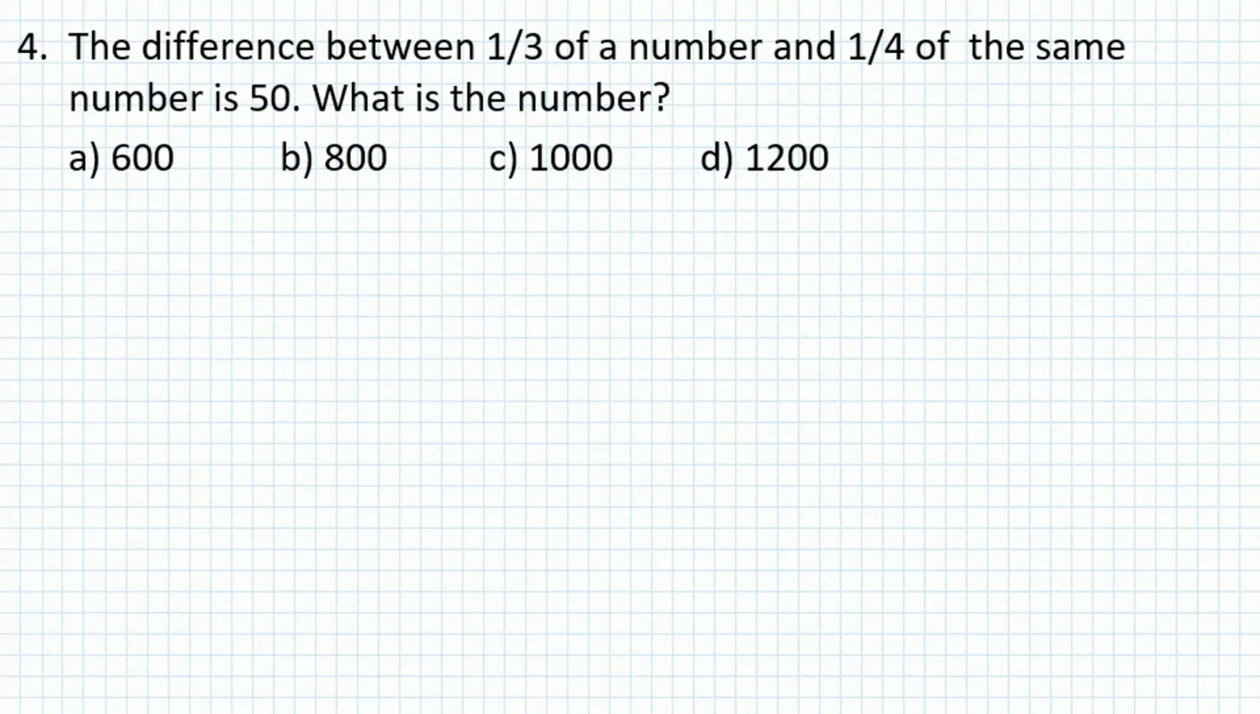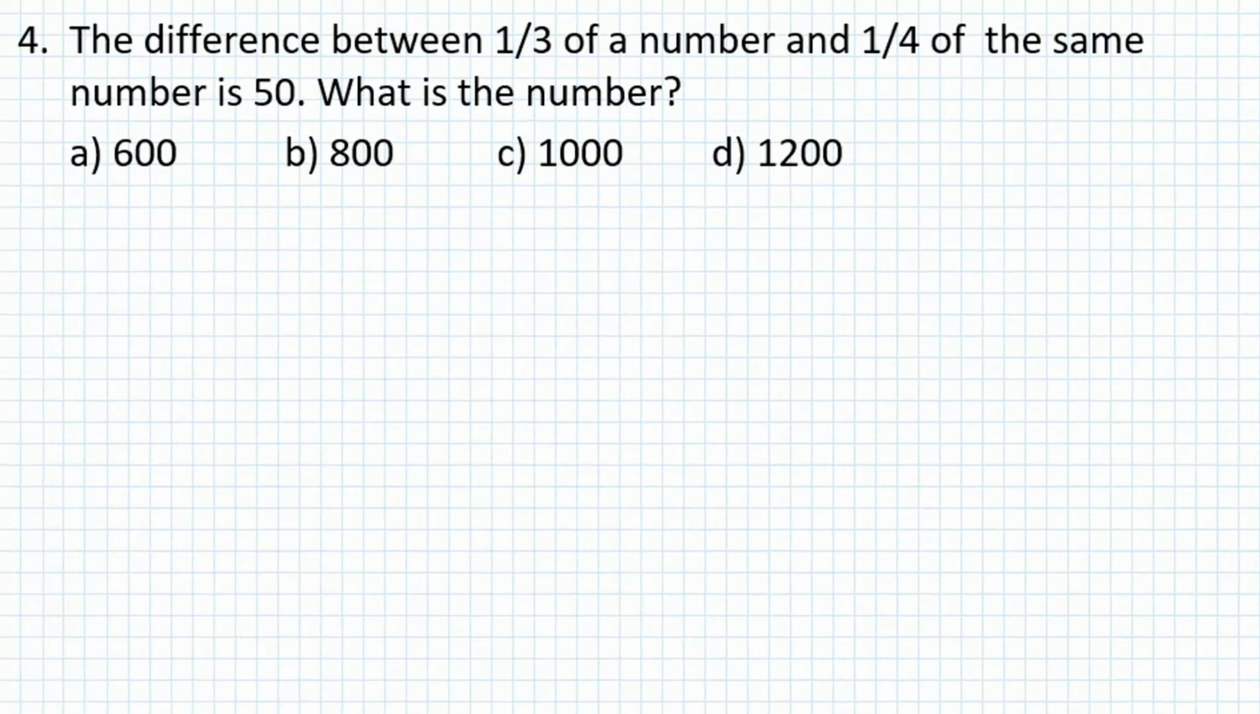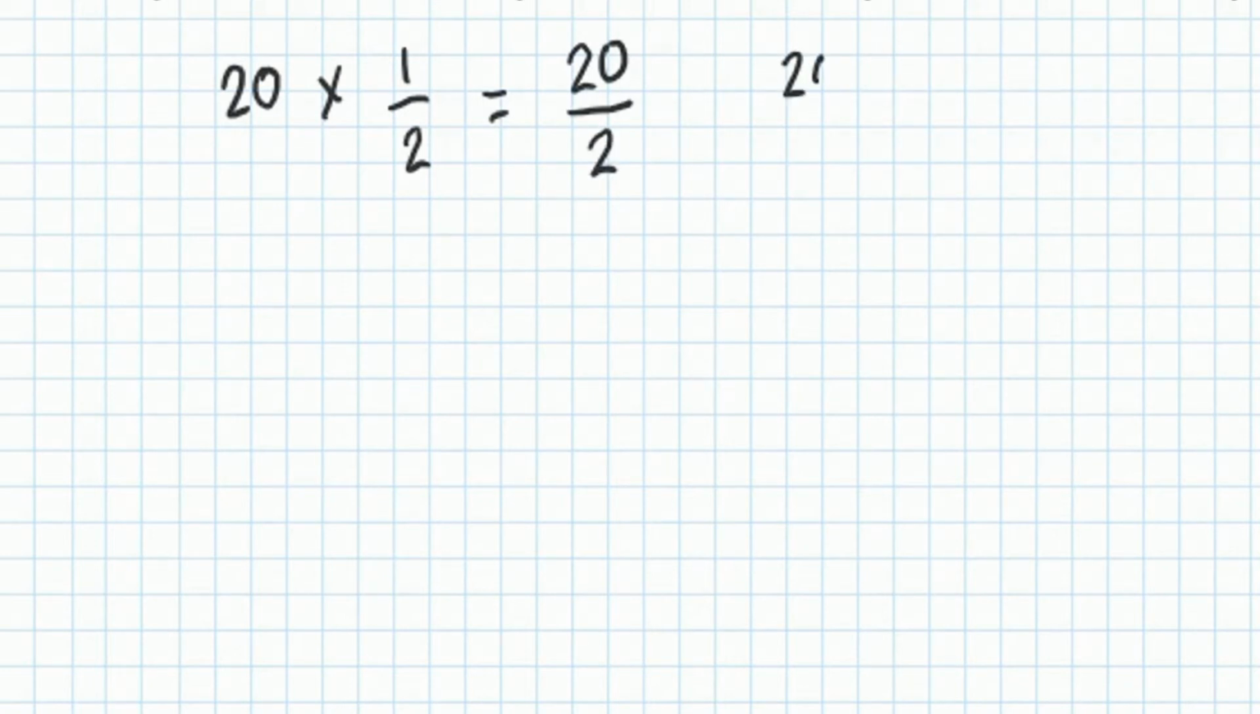Problem number 4. The difference between 1/3 of a number and 1/4 of the same number is 50. What is the number? In math, 1/3 of a number simply means that we multiply a certain number by 1/3. To illustrate, let's say we have a number whose value is equal to 20. Half of 20 can be written as 20 over 2. 1/3 of 20 can be written as 20 over 3. And 1/4 of 20 can be written as 20 over 4.